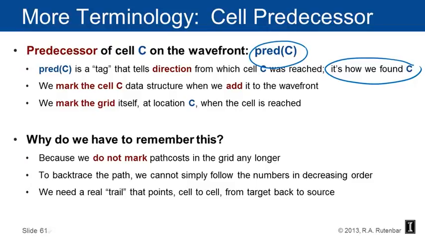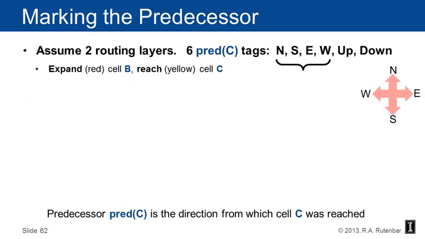Why do we have to remember this? Because we're not marking numbers in the grid anymore. And so to backtrace the path, I can't just follow the numbers in decreasing order anymore. I need a real trail that points cell to cell back from how the path was put together. So let's just be very clear about how the predecessor stuff works.